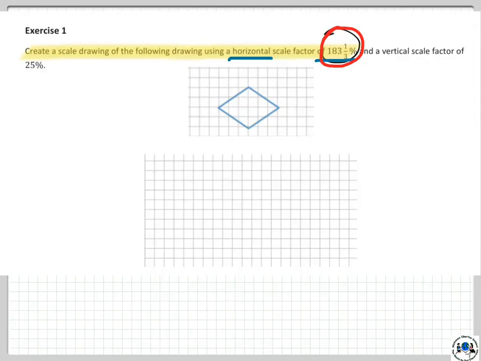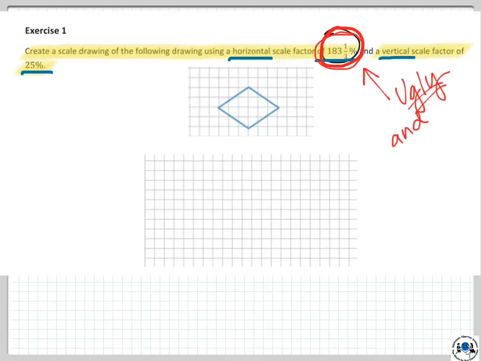Okay, we're back. Let's see what you guys and girls were able to do with that. Okay, ugly, and a repeating decimal. You can see right away that 183 and 1/3% is really ugly, because anytime you have 1/3%, that's going to be a repeating decimal, 0.333333. Get rid of it right away.